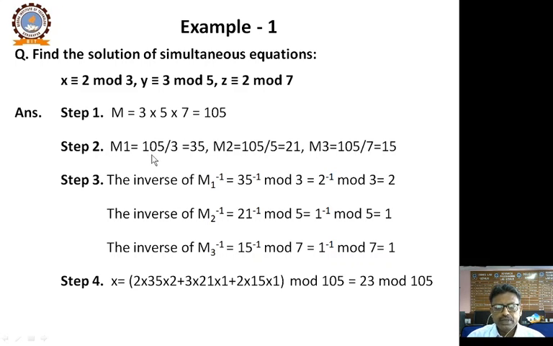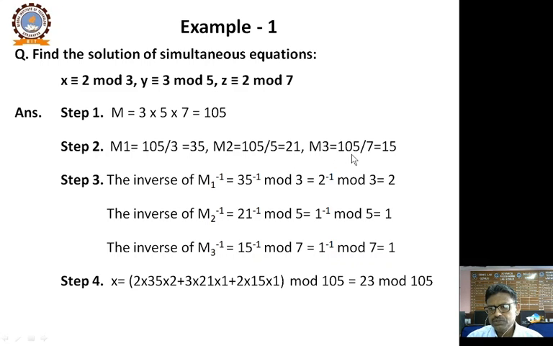How to get the value of M1? That is capital M divided by small m1. The small m1 is 3, so 105 by 3, that is 35. M2 is calculated as 105 divided by m2. M2 is 5, so it is 21.